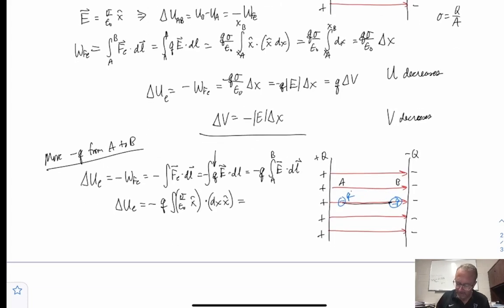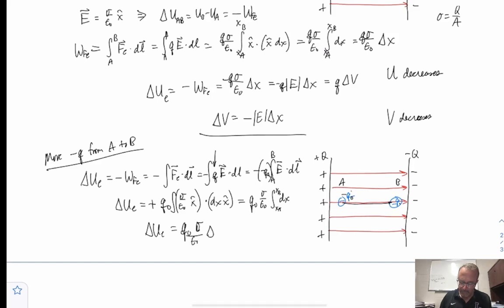Okay, so let me do it like this. This is minus Q0. So when I put this Q in there, I have to indicate that that is actually a negative charge. So it's minus Q0, and that becomes plus Q0 there. Okay, now I think I'm all right. Q0, the sigma comes out, epsilon naught comes out, and then it's the integral of dx from xa to xb, which ends up being the change in potential energy. Change in electric potential energy is Q0 sigma over epsilon 0 delta x.